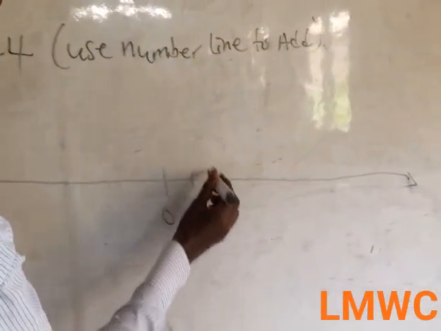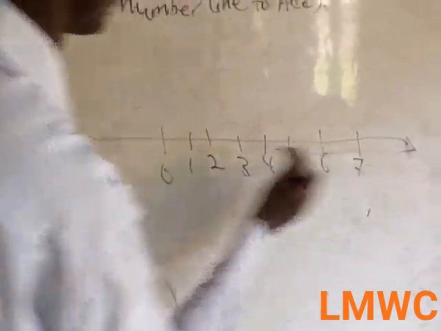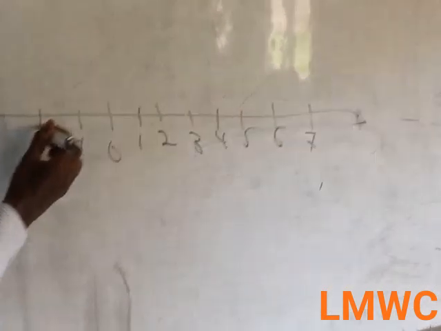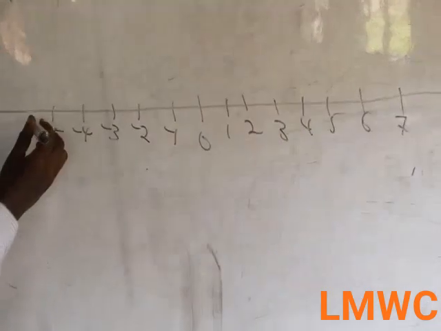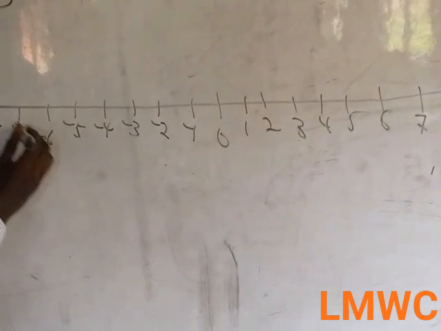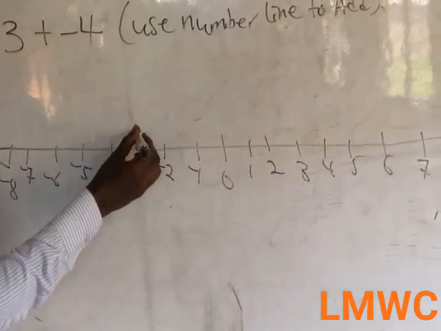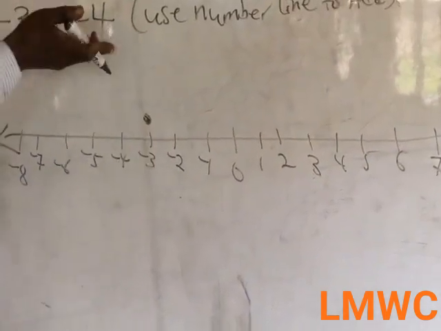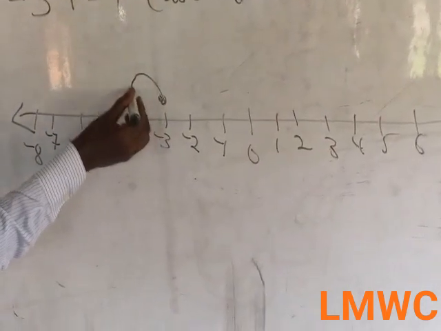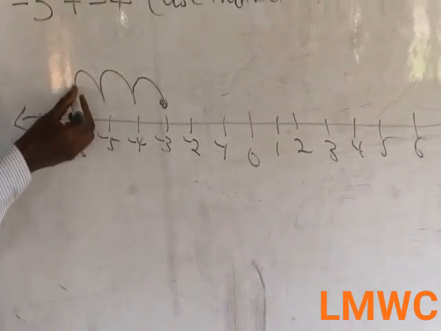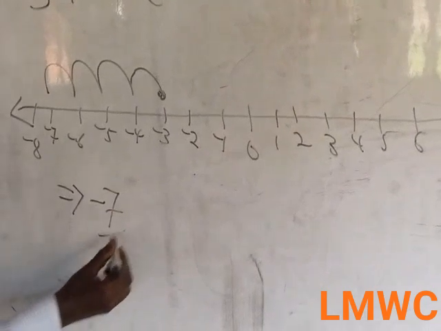Let's solve the last example under addition of integers using number line. So 0, 1, 2, 3, 4, 5, 6, 7, negative 1, negative 2, negative 3, negative 4, negative 5, negative 6, negative 7, and negative 8. What is the first number here? It's negative 3. And they are adding negative 4. So you count 1, 2, 3, 4. This means our answer is negative 7.